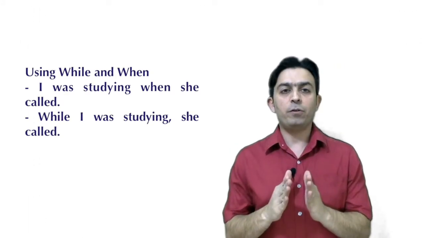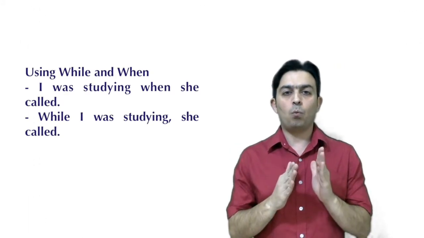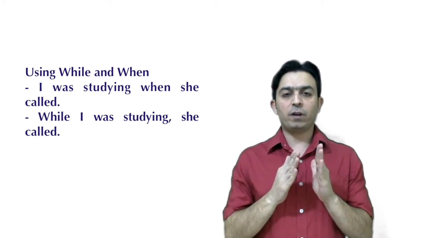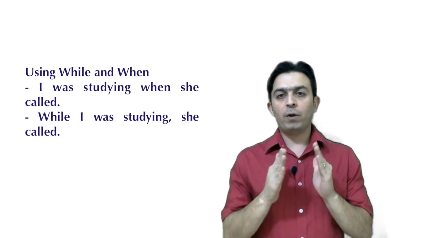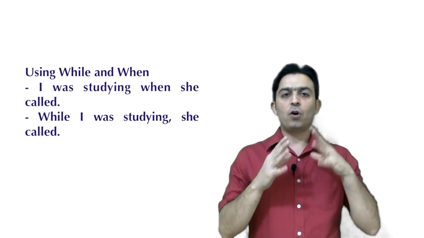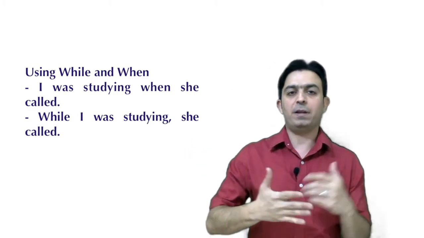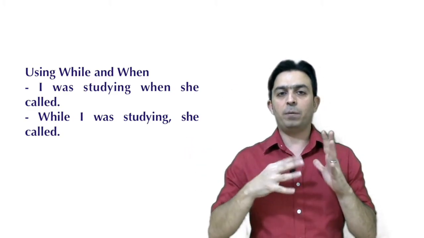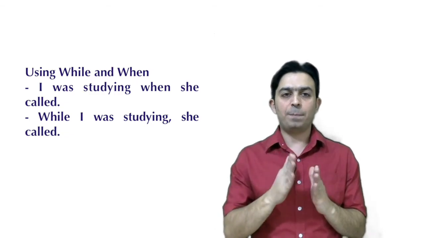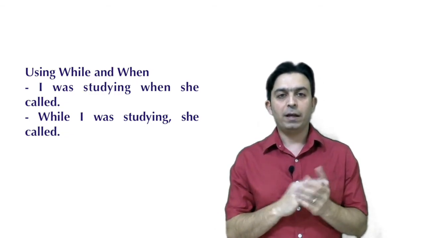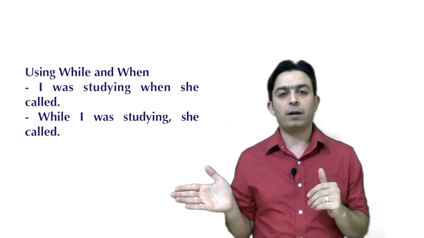Another thing that we use with the past continuous is while and when. We use while and when we want to talk about two actions. One of them was in the past continuous and the other action that happened in the middle of the first action is in the simple past. An example, I fell down while I was climbing a tree.